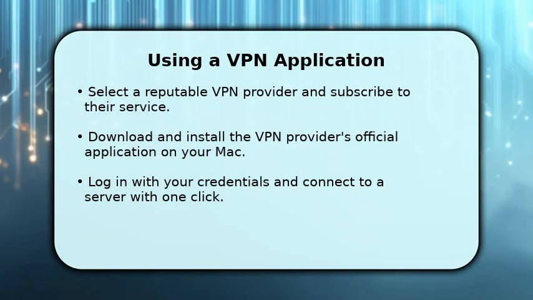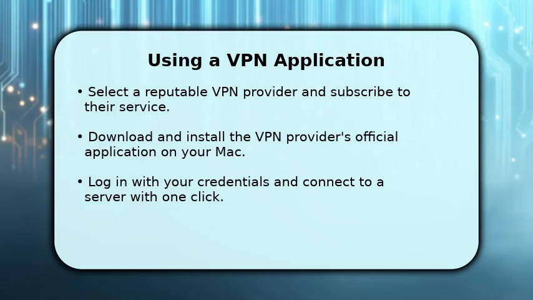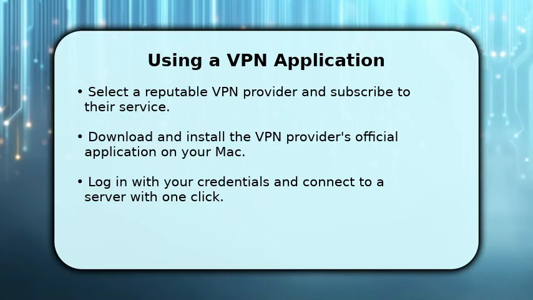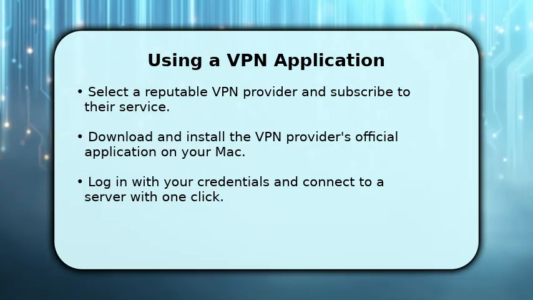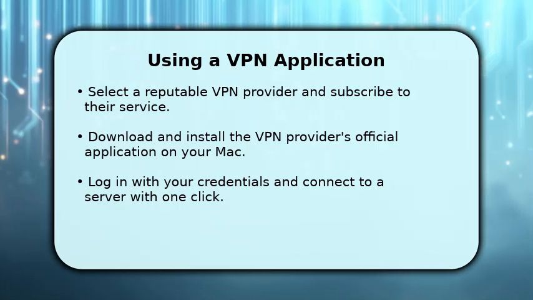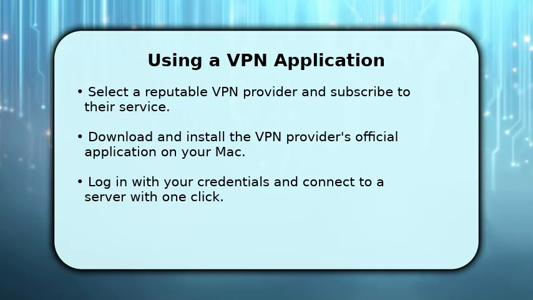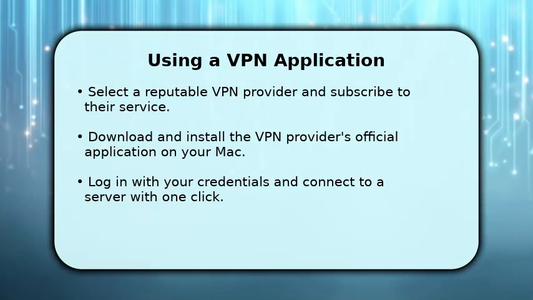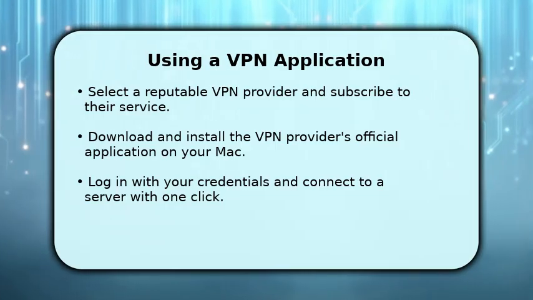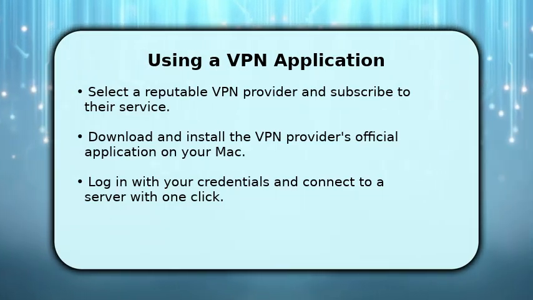The easiest way to get started is by using a dedicated VPN application. First, choose a trusted VPN provider and sign up for their service. Many offer a free trial period, typically 7 days, allowing you to test it out. Next, download and install their official application from their website or the App Store. Once installed, simply open the app, log in with your account details, and click the Connect button to secure your internet traffic instantly. It's often a one-click solution.